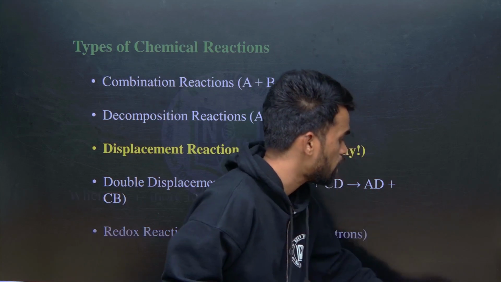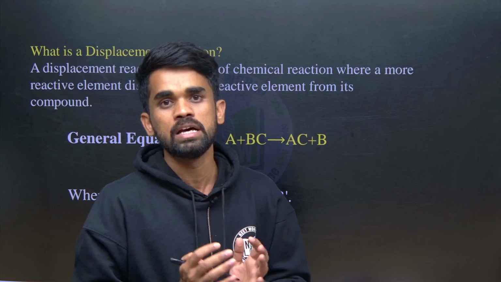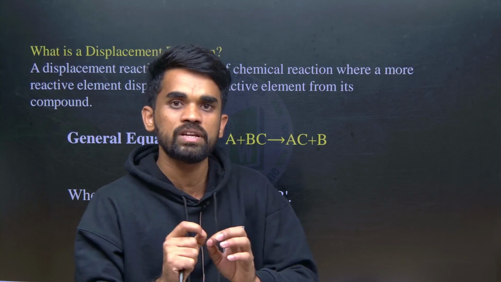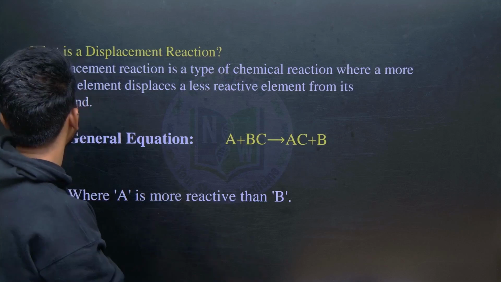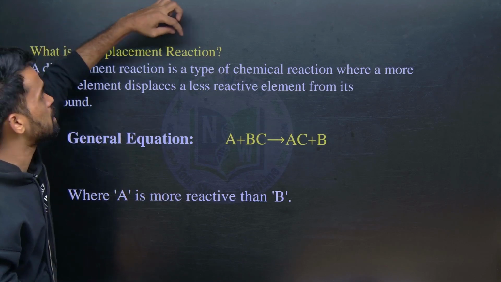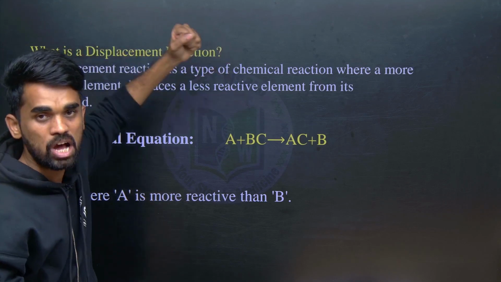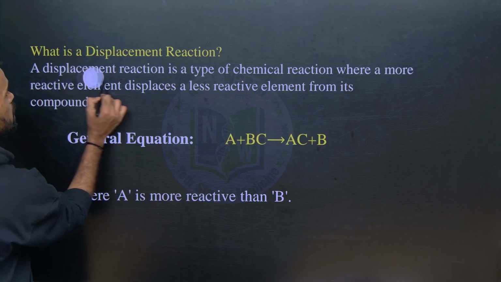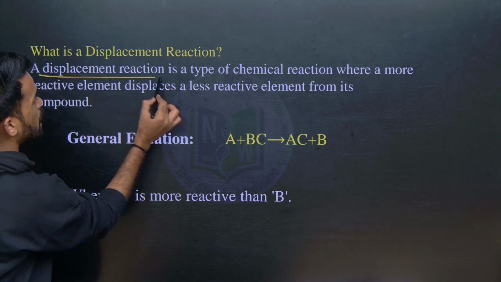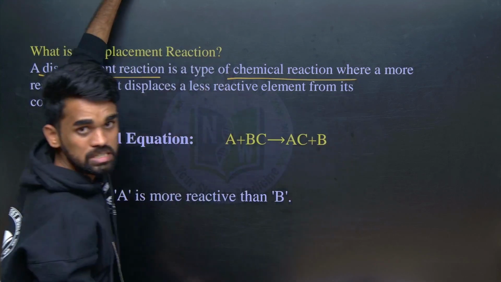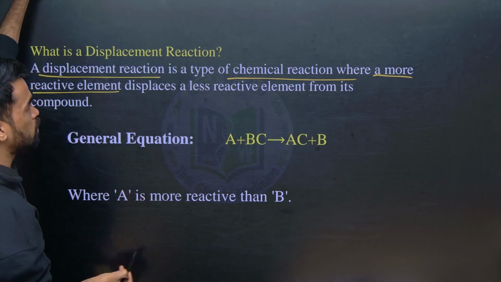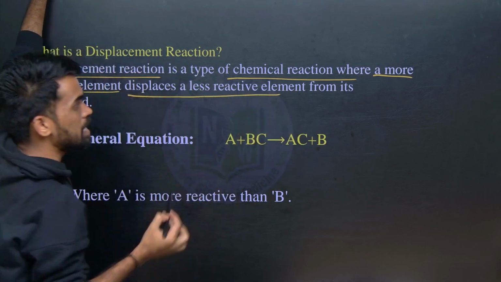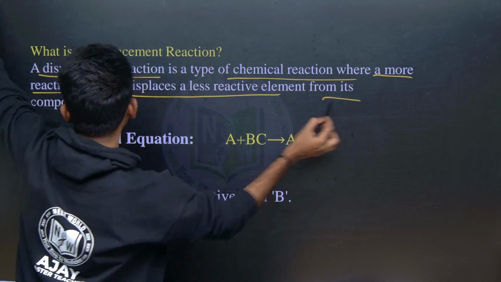Here I have brought very nice examples, so listen very carefully and everything will be very clear. These are very simple reactions. Look here. What is a displacement reaction? A displacement reaction is a type of chemical reaction where a more reactive element displaces a less reactive element from its compound.